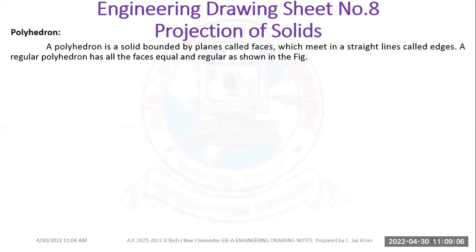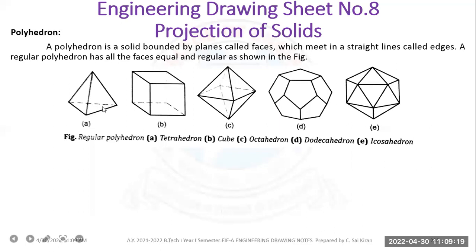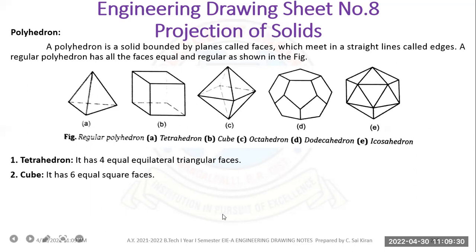A polyhedron is bounded by planes called faces, which meet in straight lines called edges. A regular polyhedron has equal faces, as shown in the figure. If I take a regular polyhedron like the tetrahedron, it has four equilateral triangles. If you join all four equilateral triangles, it becomes a tetrahedron. Next, a cube has six equal square faces: front, back, right, left, top, and bottom. If you join them together, it becomes a cube.